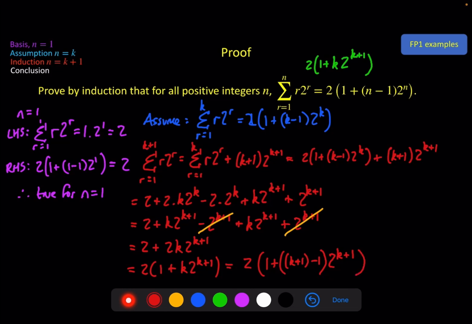There are lots of brackets there. Here we've got k plus 1 in place of n, k plus 1 minus 1, which is why it just simplified to a k, to make the n minus 1 in this bracket. And then we've got 2 to the k plus 1, a 1 in front and a 2 in front. So it is correct. So this is true for n equals k plus 1, if it's true for n equals k, and we've shown already it's true for n equals 1, therefore it must be true for all positive integers.